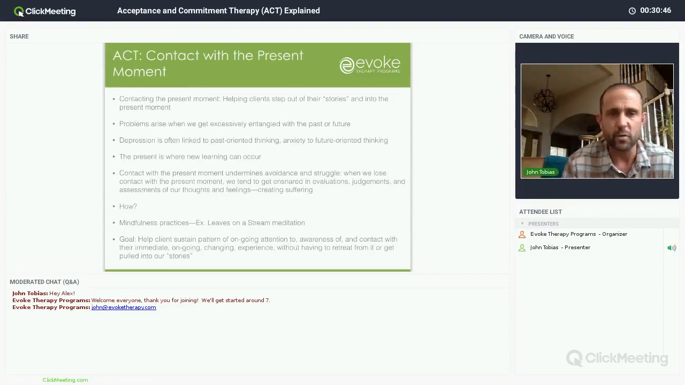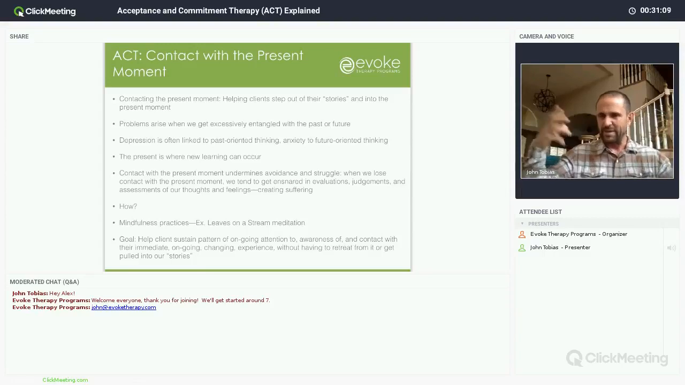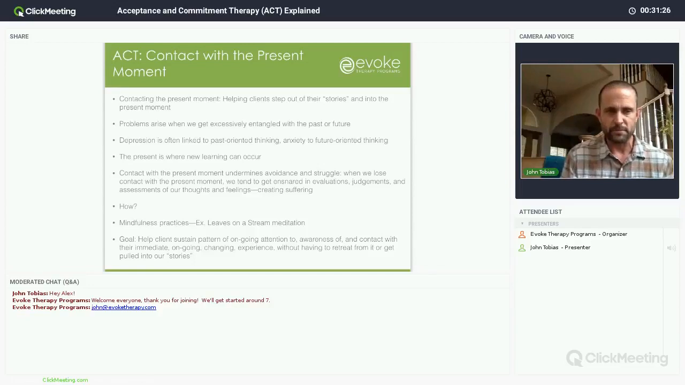All right, next core process here, contact with the present moment. So contacting the present moment helps clients step out of their stories and into the present moment. And when I say stories, I mean core schemas, narratives, self-talk, all of the kind of stories that we tell ourselves about who we are and how the world operates. And we are always telling ourselves stories, whether we're aware of them or not. So it's this idea of stepping out of our stories and into the present moment.